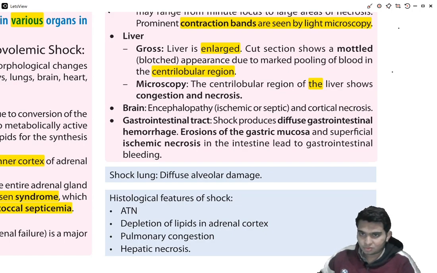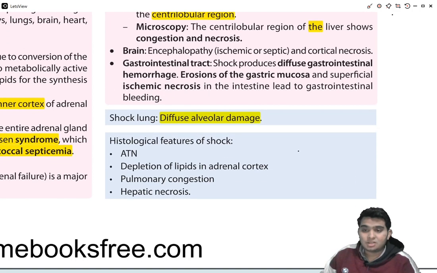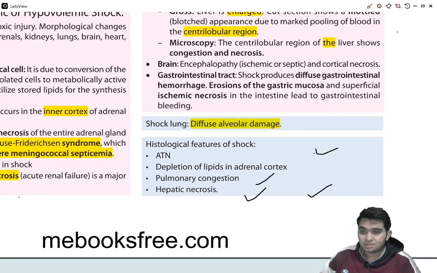In the gastrointestinal tract, shock produces diffuse gastrointestinal hemorrhage, erosions of the gastric mucosa, and superficial ischemic necrosis in the intestine, leading to gastrointestinal bleeding. Shock lung is diffuse alveolar damage. These are the histological features of shock you should at least remember: acute tubular necrosis, depletion of lipids in the adrenal cortex, pulmonary congestion, and hepatic necrosis. Hepatic necrosis is seen in the centrilobular region.